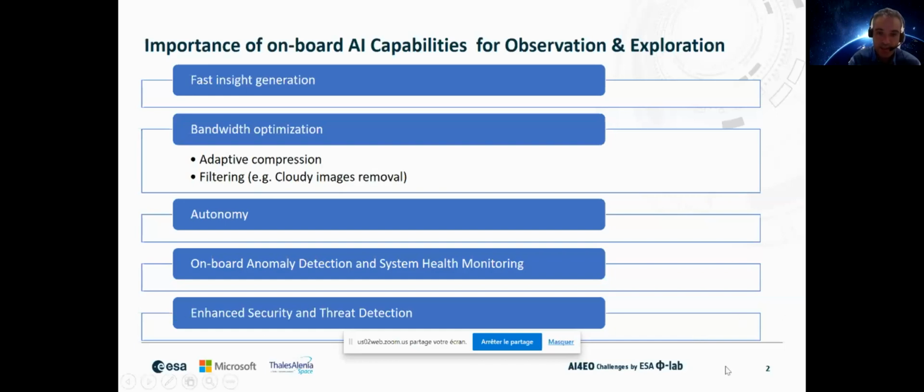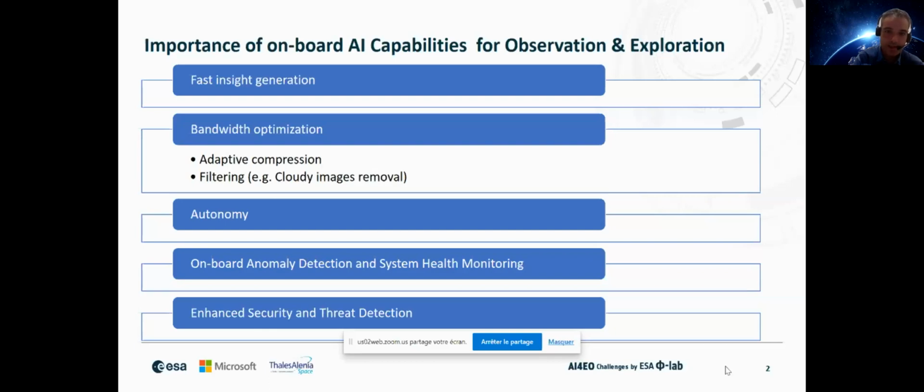Last but not least, security and threat is, as you know, a huge topic in the current period. We are thinking about the future, about security and threat detection. And here again, AI is here to help. We see a lot of similarity for the future with what is done on the ground with threat detection, intrusion detection, etc. Probably in the coming years, we will see something similar on board.